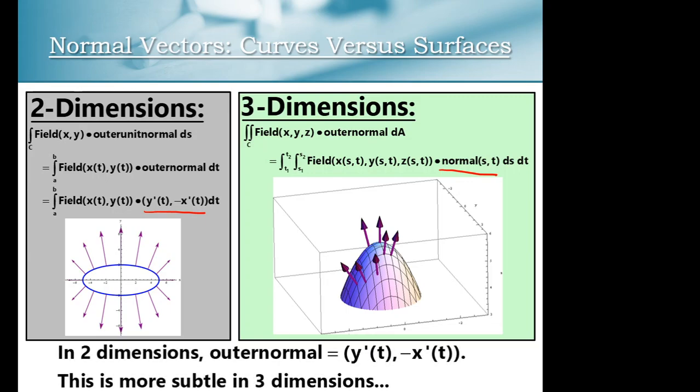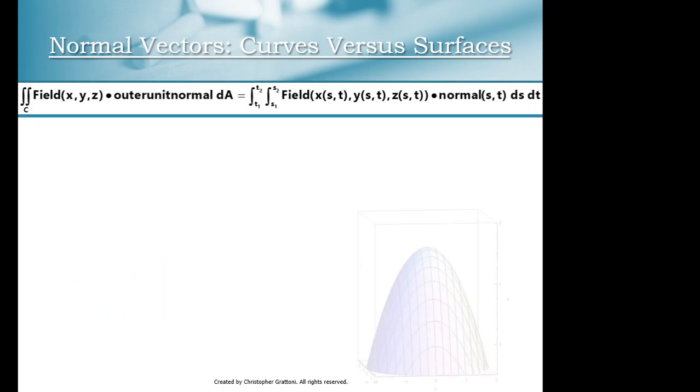So this is the one thing where it is much more convenient staying in two-dimensional space compared to three-dimensional space when we're talking about path integrals versus surface integrals. The right-footed normal you can just memorize. It's easy to work with, easy to take a dot product with, y prime of t comma negative x prime of t, and I'm sorry to say we don't have something that's quite as simple when we move into three-dimensional space.